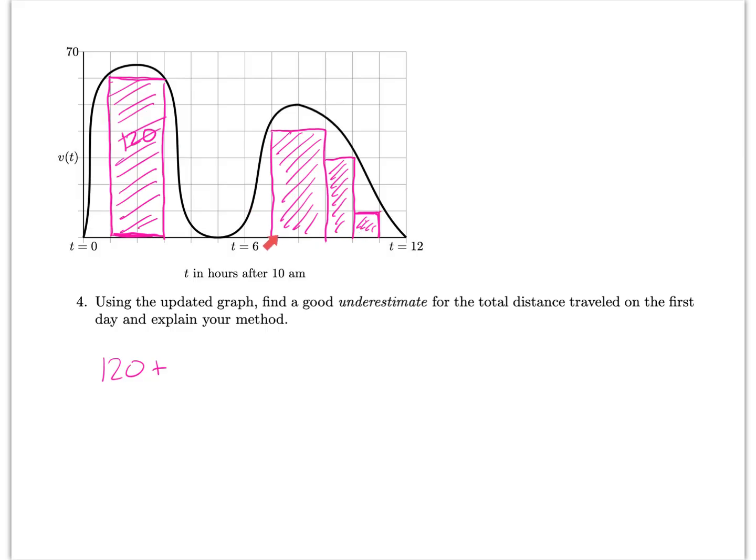Okay, so this is 2 by 40, so 80. And then 1 by 30, which is 30. And this is 1 by 10, so 10. So 120 plus 80 plus 30 plus 10 would be 240 miles.